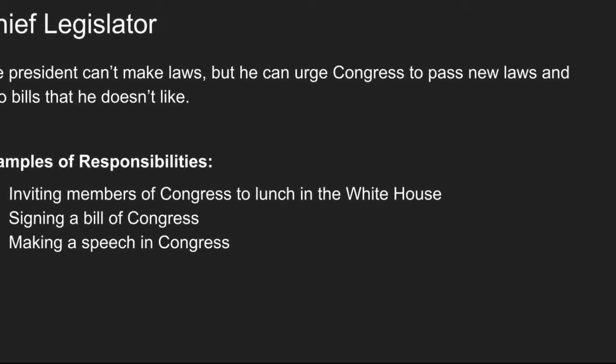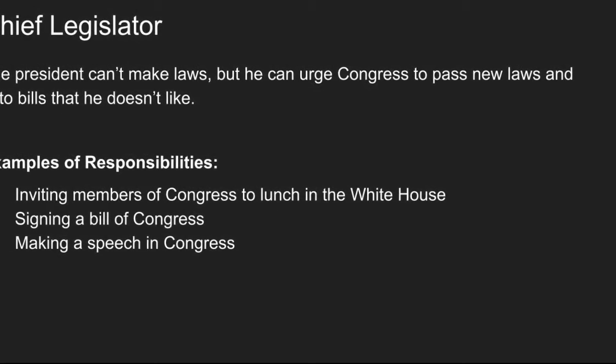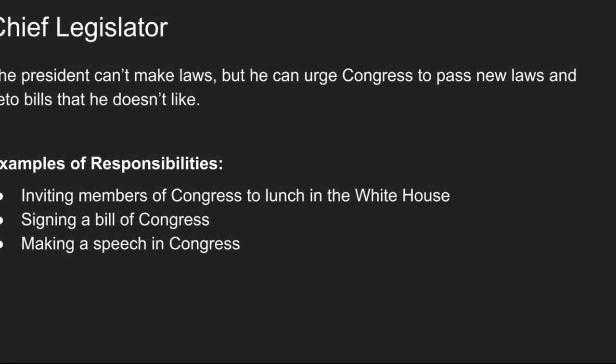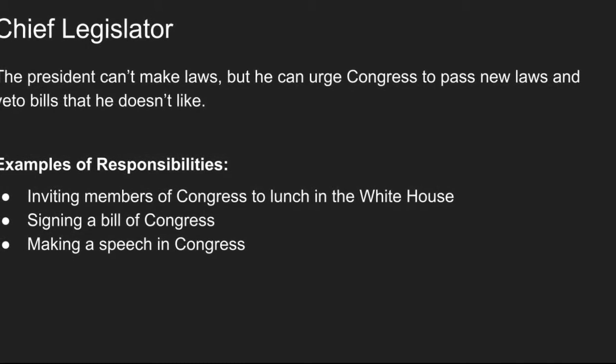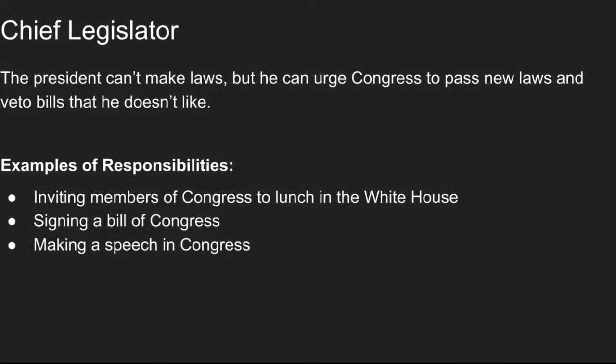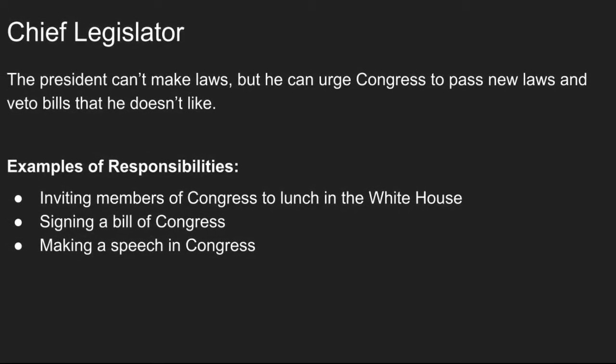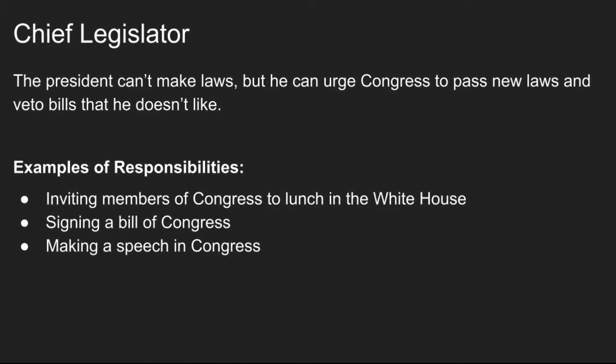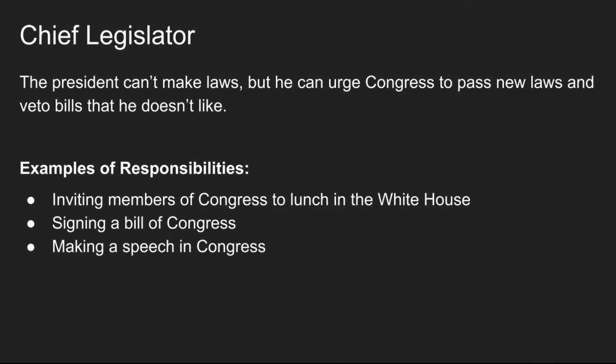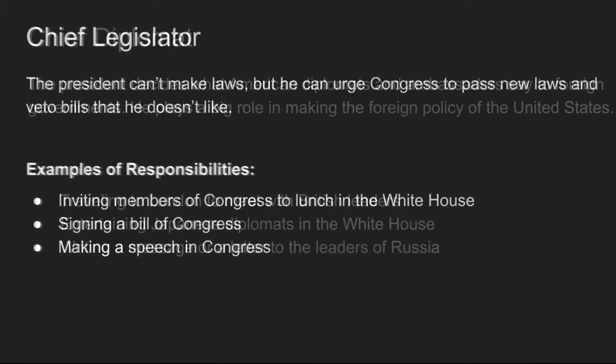As chief legislator, the president can't make laws, but he can urge Congress to pass new laws and veto bills that he doesn't like. Examples of responsibilities of the president as chief legislator are inviting members of Congress to lunch in the White House and signing a bill of Congress.